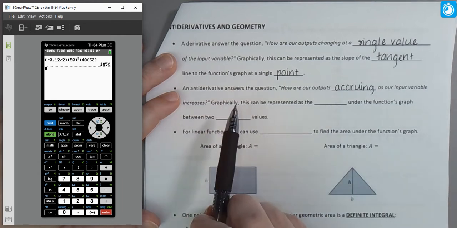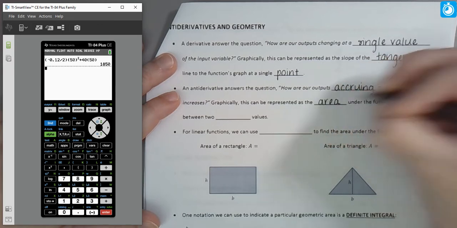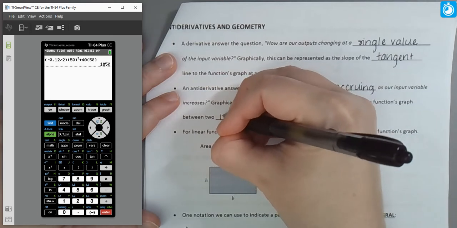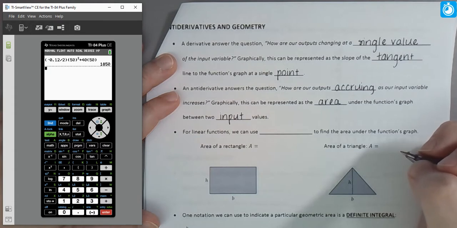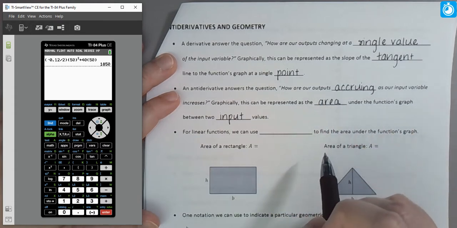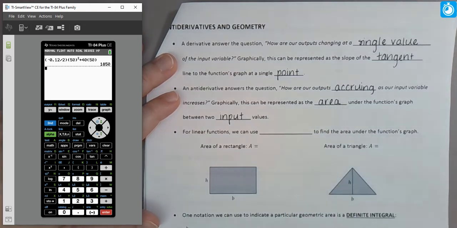So graphically speaking, this can be represented as the area under the function's graph between the two input values in question as we transition from one to another. So it all comes down to area, which is a very common geometric concept. So the goal in finding an antiderivative is, among other things, the goal of finding the area under the graph of a function, specifically between that function's graph and the x-axis, if we were to graph that function.